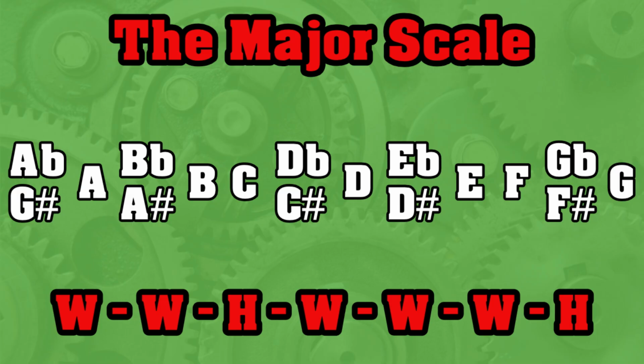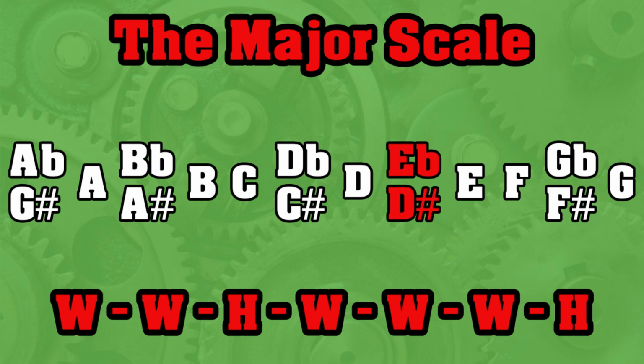Let's try a different starting point. Let's start on the note B flat or A sharp. So this is going to be our starting note. So a whole step higher than that is C. A whole step higher than that is D. A half step higher than that is the note E flat or D sharp.